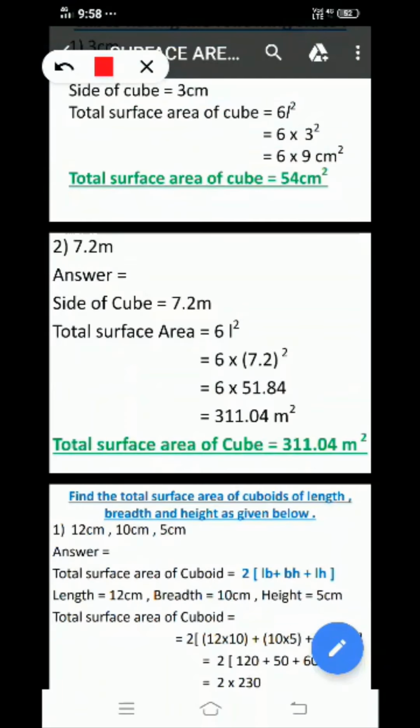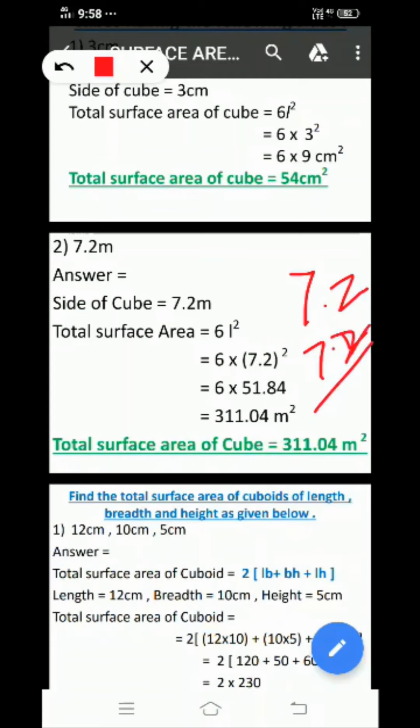The next sum is 7.2 meter. The side of the cube is 7.2 meter. The formula is again the same, 6L square. L is 7.2, so 7.2 square. Now see here, when you multiply 7.2 by 7.2, the answer is 5184.